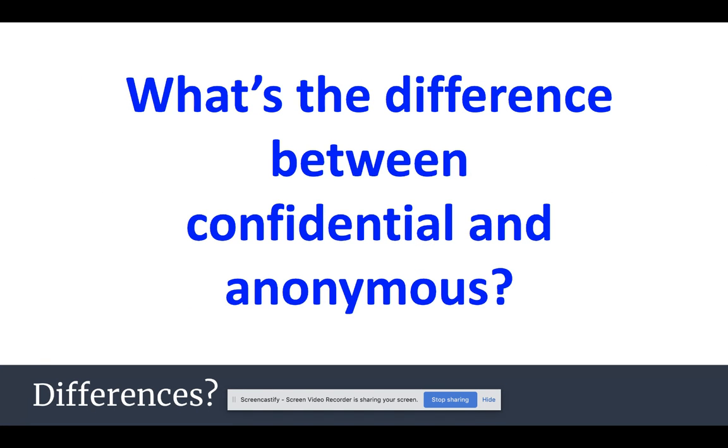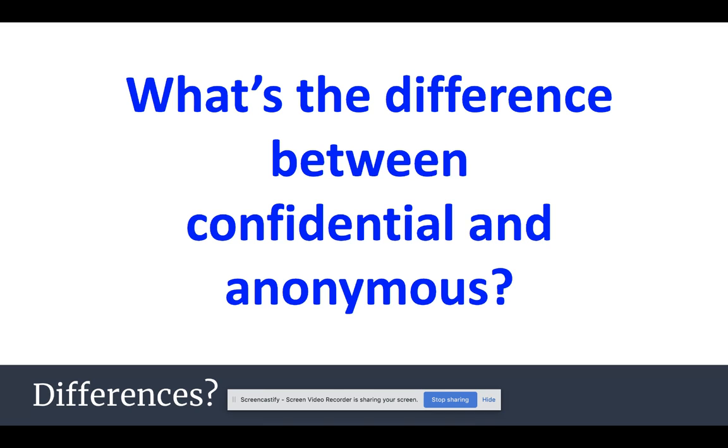So let's get started. What is the difference between confidential and anonymous? Now, you might be saying to yourself, duh, Dr. Jordan, I understand what the difference is between confidential and anonymous. But over my years of teaching, I've realized that there's kind of a gray line here, and not everybody has a clear understanding of the differences between these two.